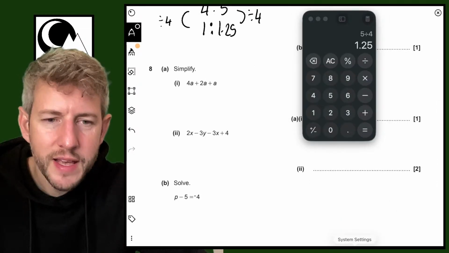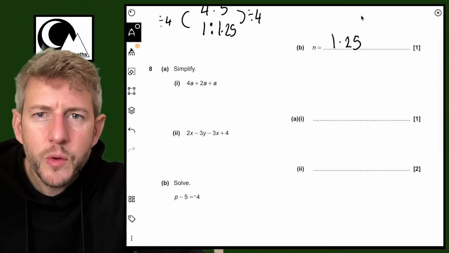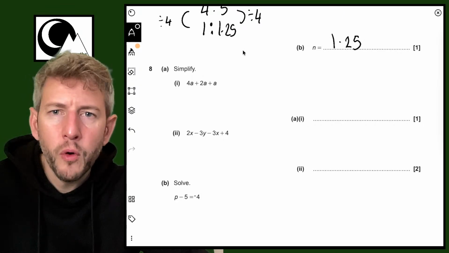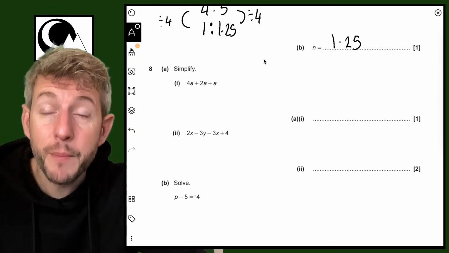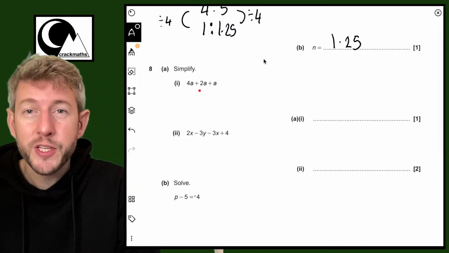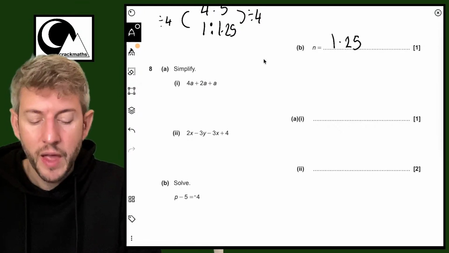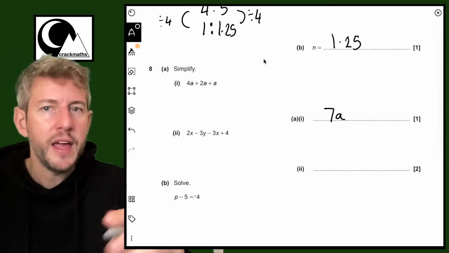So question 8 says, let me get rid of the calculator. It's a little bit in the way there. So question 8 says, simplify 4a plus 2a plus 1a. It doesn't say 1a there, but if you see an a by itself, that means 1a. So if I've got 4a plus 2a, that takes me up to 6a. And then if I've got another a, that means that there's 7a there. So I'm going to write 7a.